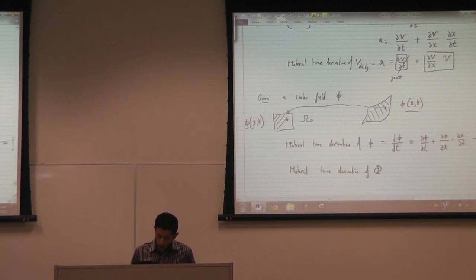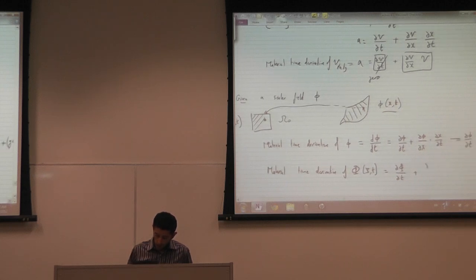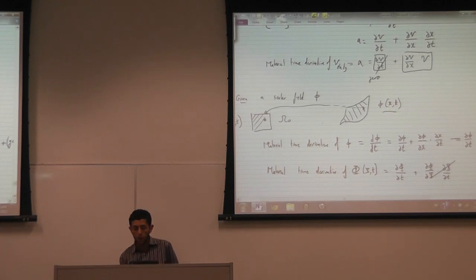Now the material time derivative of capital phi, which is a function of capital X and T, is equal to partial phi by partial T plus partial phi by partial capital X, partial capital X by partial T. But I assume that the reference configuration is not moving.